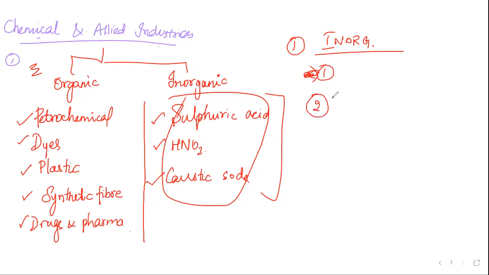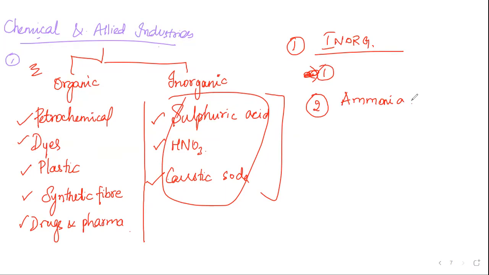Number two, we are talking about nitric acid. It is essentially associated with fertilizer plants and explosives. Nitric acid is used to produce ammonia, and it is also useful in the fertilizer industry and for explosives.